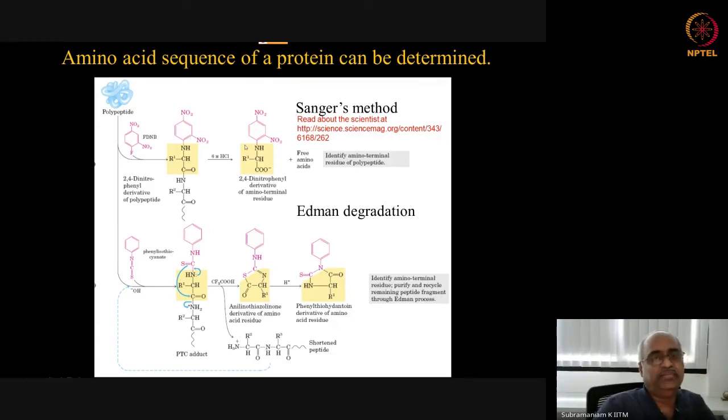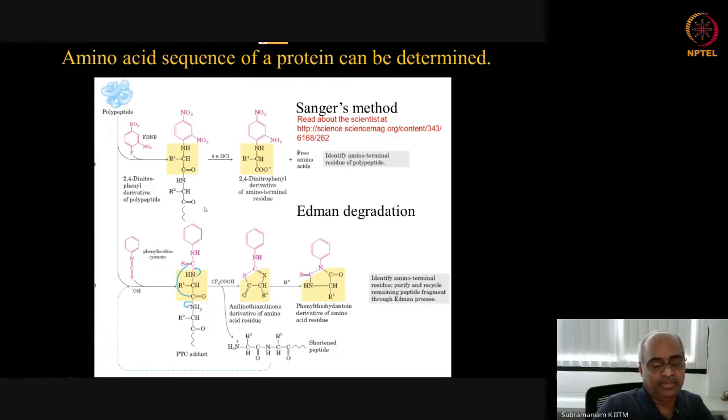Now you identify the amino acid that is the derivative with FDNB. Okay, so because this amino acid is going to have this group which does not exist in the normal polypeptide, this particular amino acid, whatever be the R group, is the N-terminal amino acid. So this is how you can identify the N-terminal amino acid.